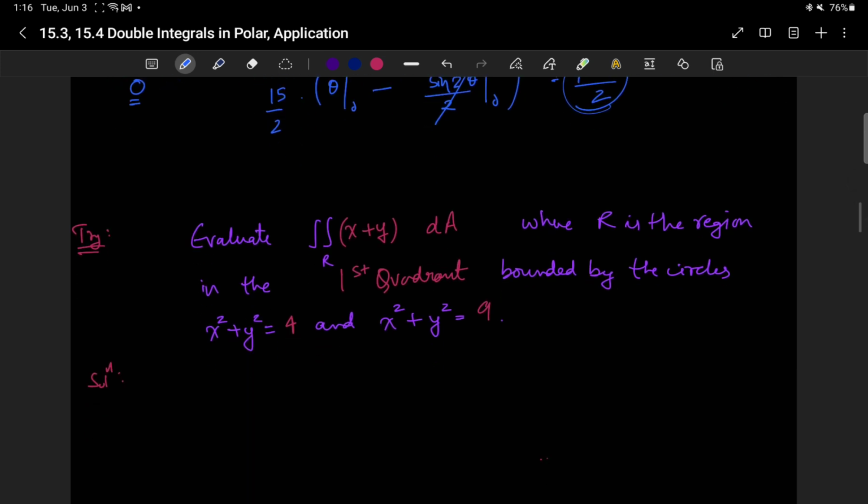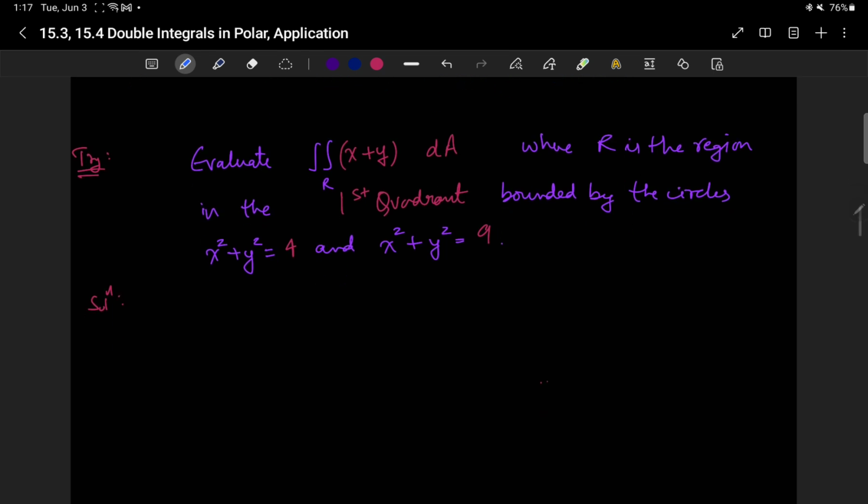Okay, here's a problem that you can try. Evaluate the integral of x plus y dA, where R is a region in the first quadrant bounded by the circles x squared plus y squared equals 4 and x squared plus y squared equals 9. So I will assign this as an extra credit problem. And remember, all extra credit problems are to be submitted via email, which means do this work, take a picture of it, send me the picture. So you need to show both picture and the answer, right? So not just the solution.